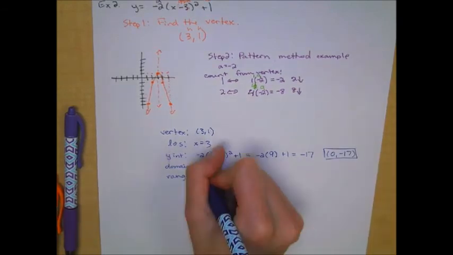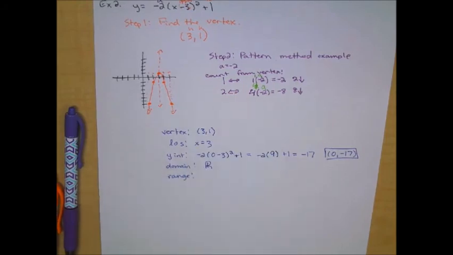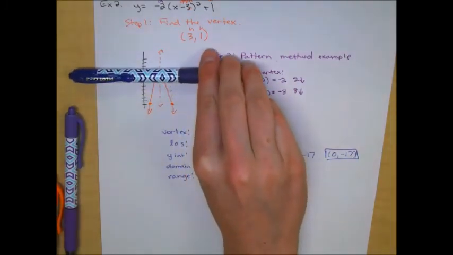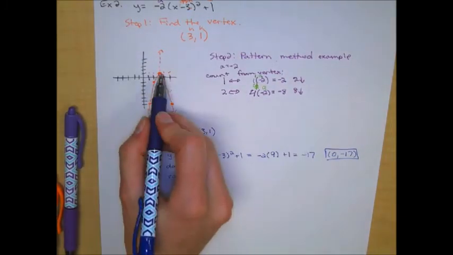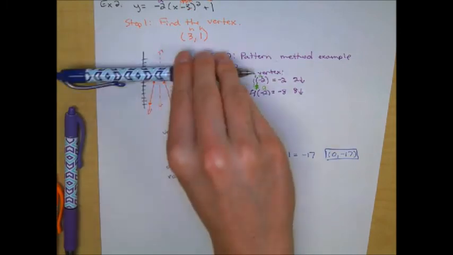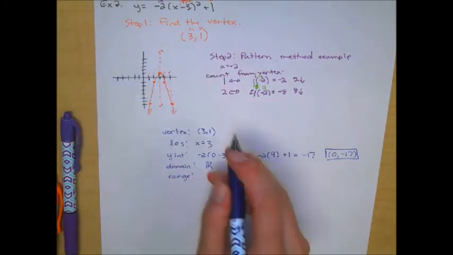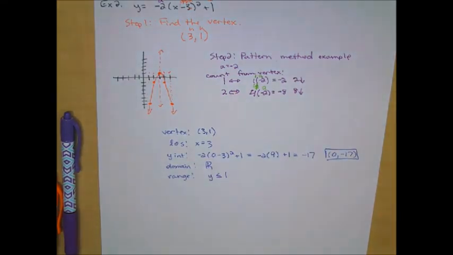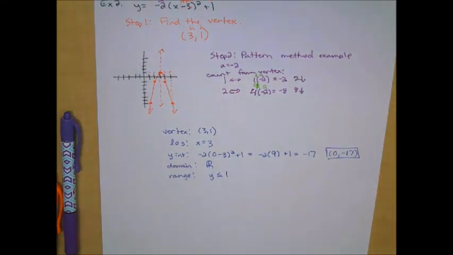Our domain is always all real numbers for any parabola we're doing. This time, though, we have a maximum. We have a top. What's the highest y value? The highest y value is 1. And then y is smaller. So y is smaller than or equal to 1.